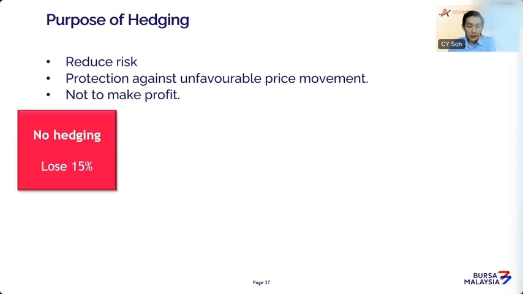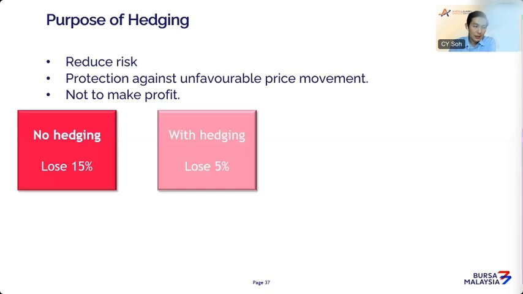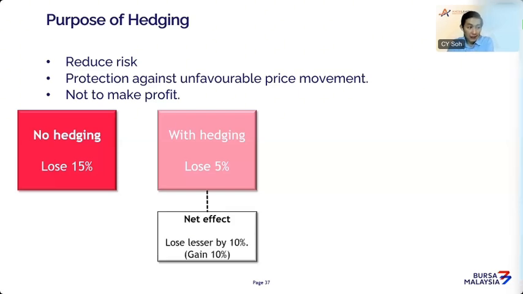For example, if you do not have any hedging at all, and last month on Black Monday your overall stock portfolio had a loss of 15%. And let's say you have a hedging position in the index futures market to hedge against the fall in your stock portfolio. Here you can see the net effect is that you lose less, by 10%, or in other words, it's actually a gain of 10%. You know that making a gain of 10% is really not easy in trading. So hedging actually gives you a lot of benefit.